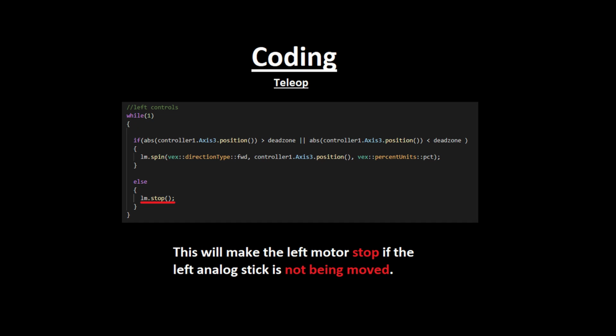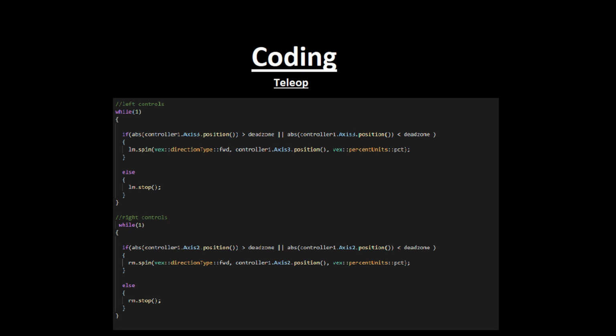Now all that you have to do is do all of that again in a separate while loop below this with another if and another else, and just change the motor to the right motor and the axis to axis 2, which is the right analog stick's vertical axis. And then there you go. That should be a fully operating Teleop program for you to move forwards and back with, using tank control, which is having the left stick control the left side's movement, and the right stick control the right side's movement.